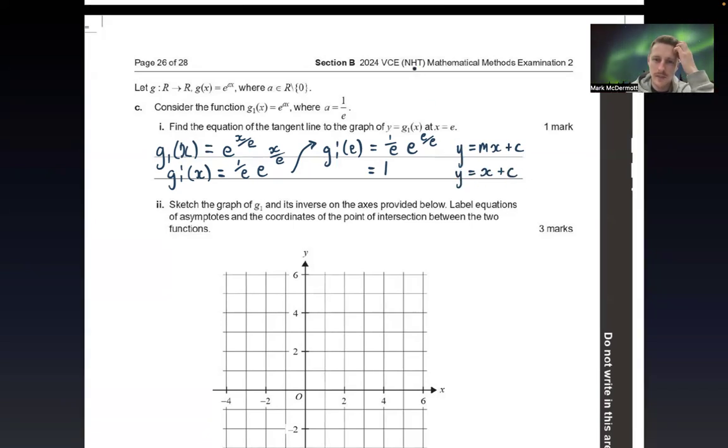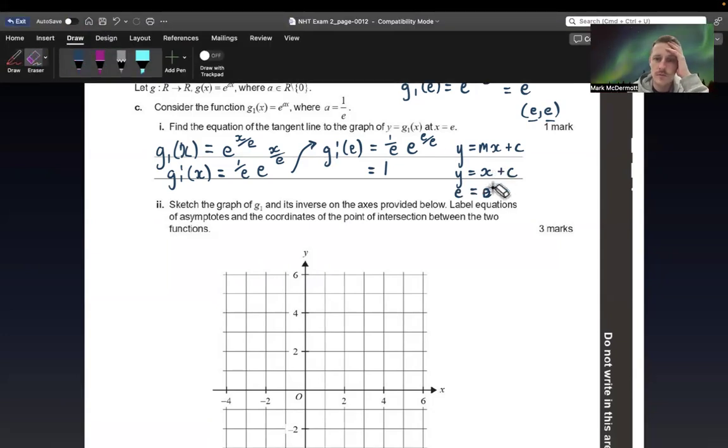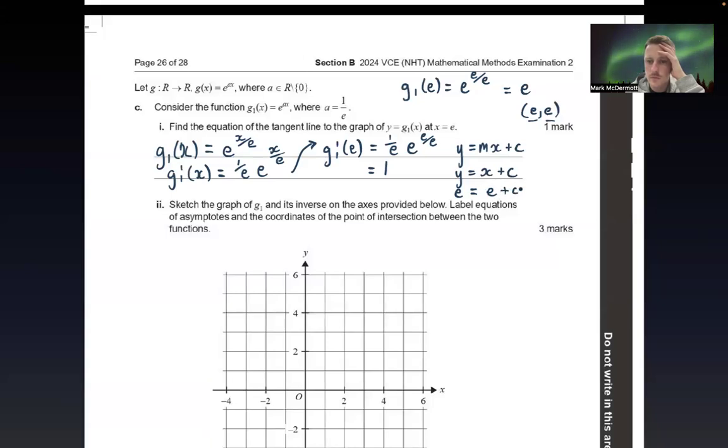If we substitute x being e into the original equation, so if we do g1 of e, we would get e to the e on e, which is e to the 1, which is e. So that's essentially coordinates. It's saying when x is e, y is e. So we make y equal e and we make x equal e, and then find c. Subtracting e from both sides, we get c equals 0.